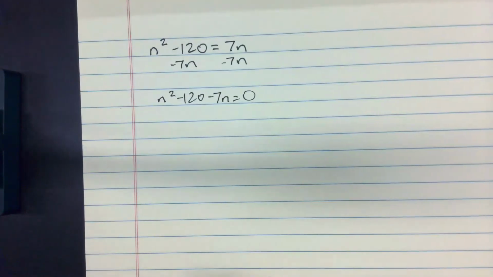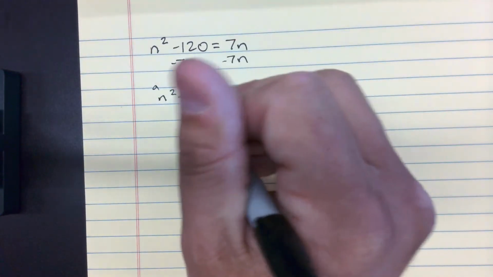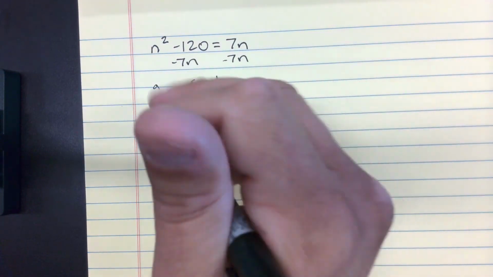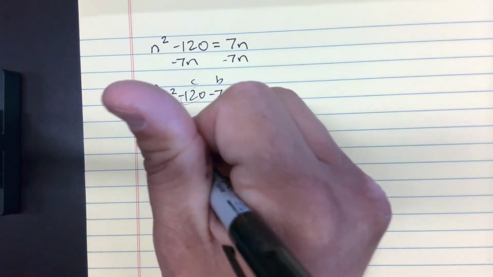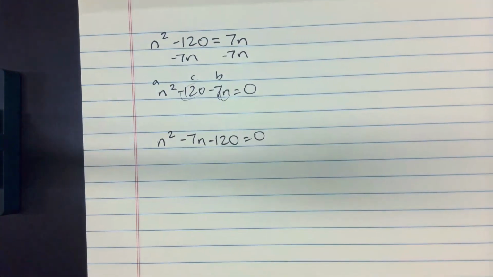Why do I not want to write it like that? Yep, it's not in ABC form. This is A, C, B, right? B is always next to the single variable. C is always alone. So we have to get it in the right form. So when we bring the 7n over, we need to put it where it rightfully goes.